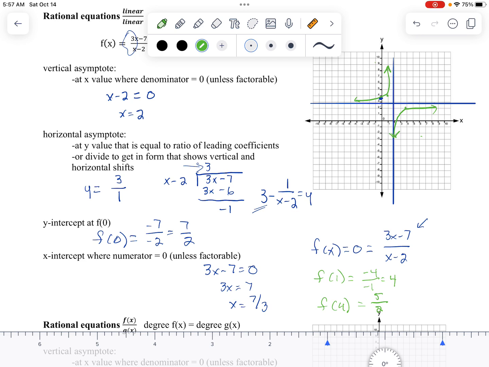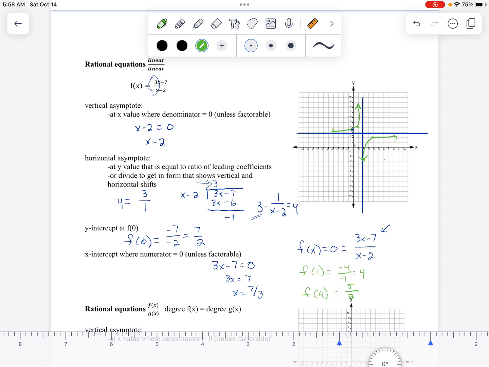All right, that's what happens when we have a linear over a linear. So again, to recap, you're going to have a vertical asymptote wherever the denominator is 0. You are going to have a horizontal asymptote, and you can find it quick and easy. You don't have to divide, just look at the ratios of your leading terms, your leading coefficients. You're going to set x equal to 0 to find the y-intercept. You're going to set the numerator equal to 0 to find the x-intercept. And then you're going to find a couple extra points just to give a good shape to your rational function.